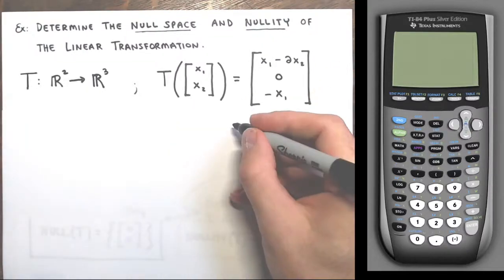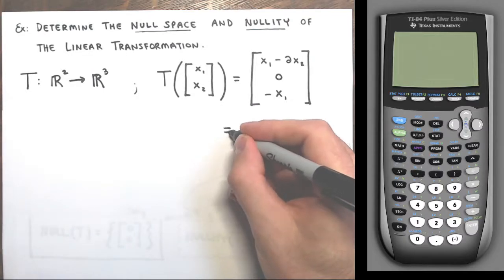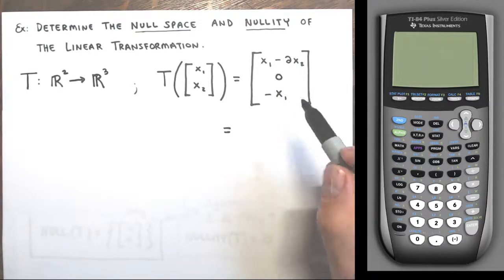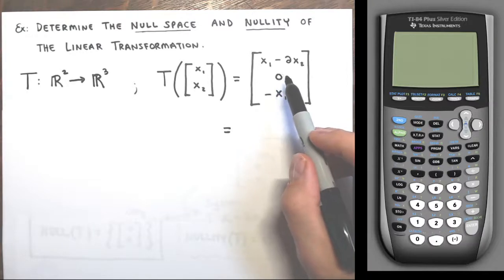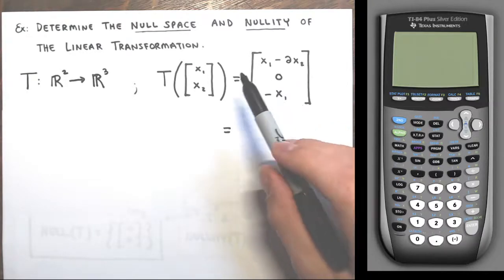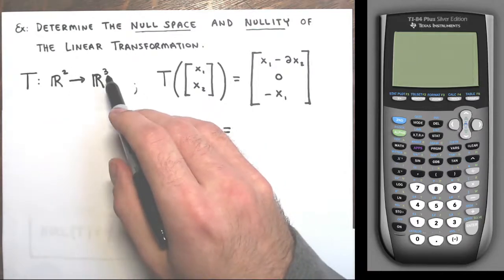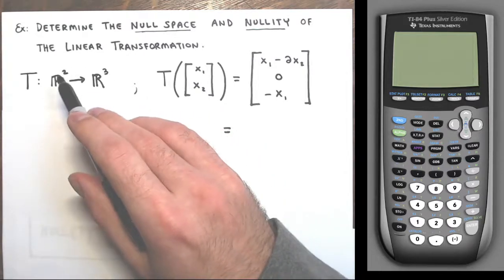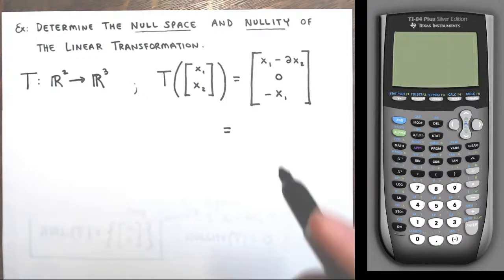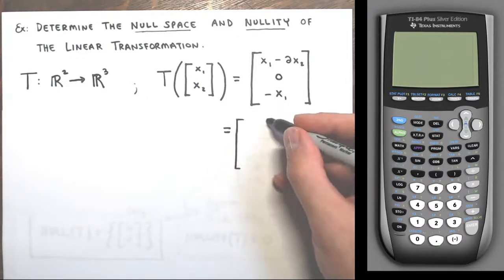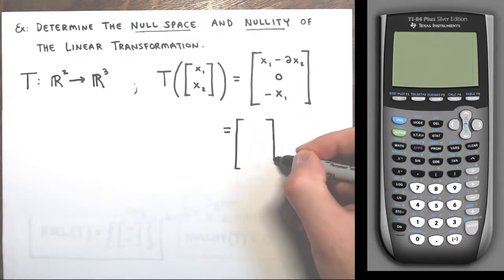But being that it's between Euclidean spaces, I don't have to change things to coordinates with respect to some standard basis. I can just leave things the way they are, and I can easily write this output as a matrix times the input vector. Now it's going to be a 3 by 2, right? Dimension of the codomain by the dimension of the domain matrix. It's going to be a 3 by 2 matrix, 3 rows, 2 columns.